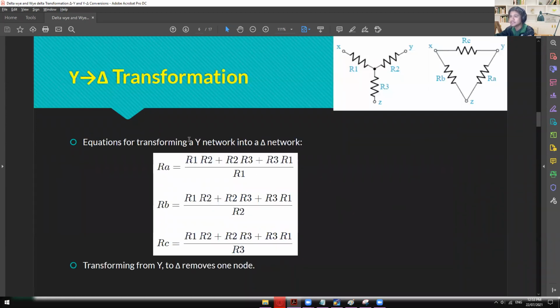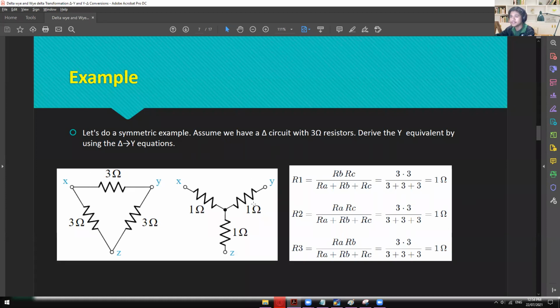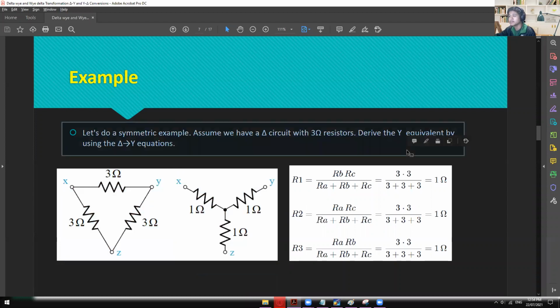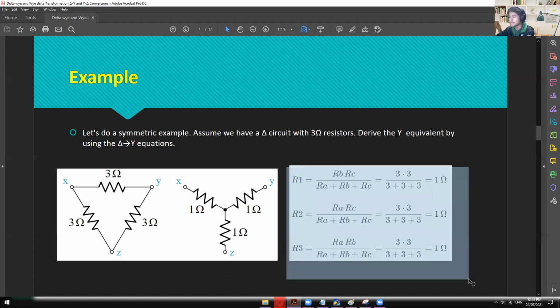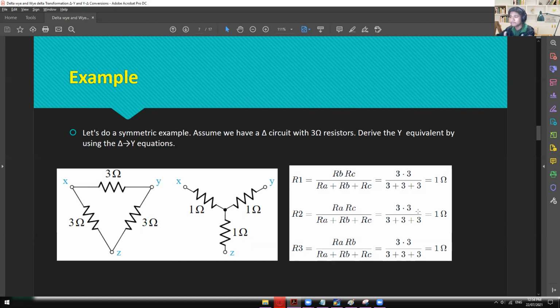So this is the last one, y to delta, and then the next one is this simple example. The goal of this example is just to show you that using the formula of delta to y will have this kind of value, but of course we can revert it back into y to delta, wherein it will give us the same value if we're going to solve that one again. So for the delta to y, it gave us this kind of computation.